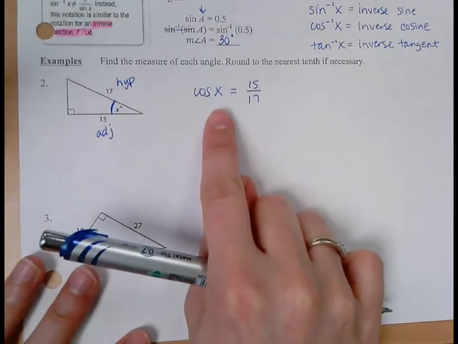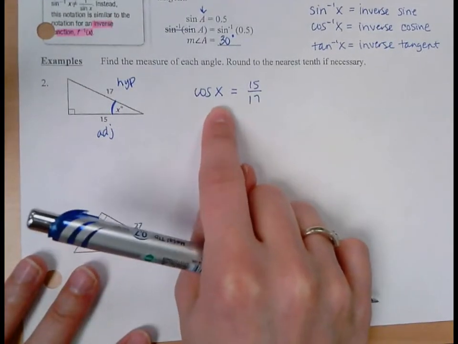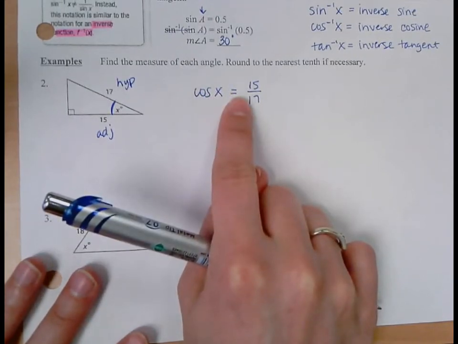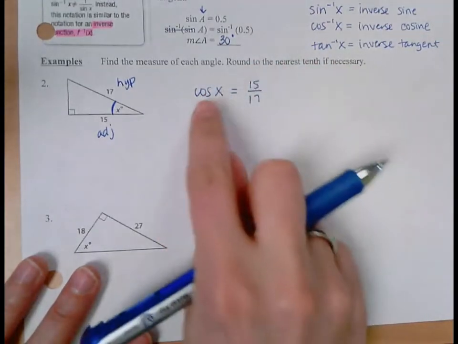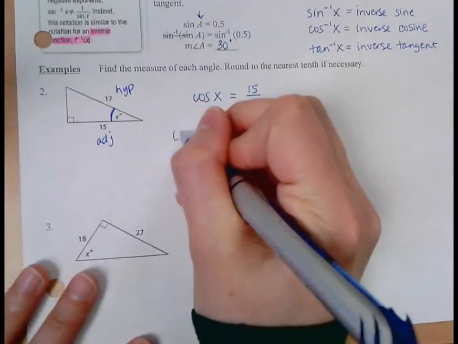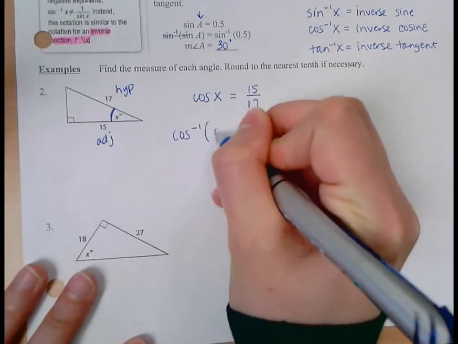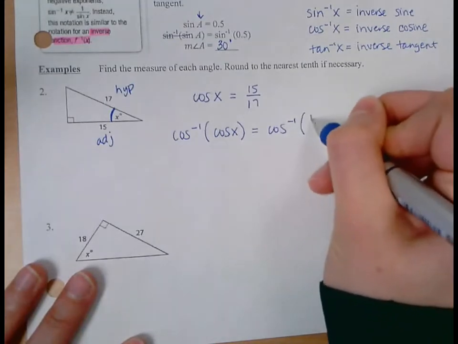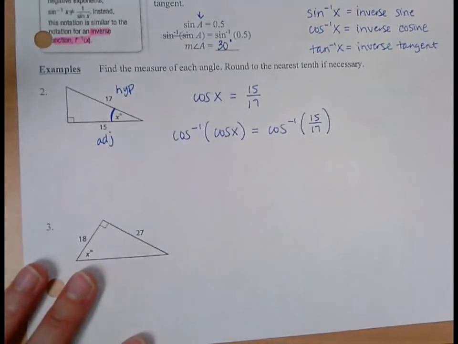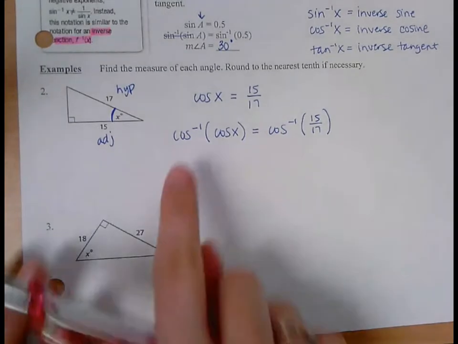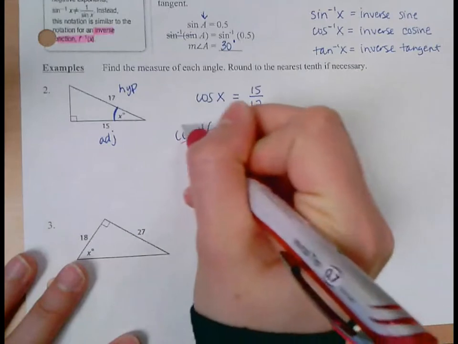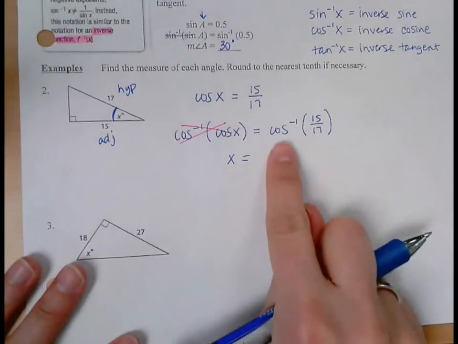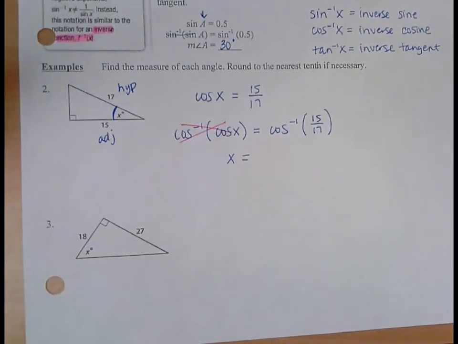Okay, but then I'm looking for an angle measure. So that tells me I have to cancel out this cosine. I have to take inverse cosine of both sides. So what this would look like, I'm going to write it all out like this one was written. So I would be taking inverse cosine of x, and then inverse cosine of the other side, 15 over 17. And the inverse cosine of cosine, that cancels out. So on the left side, I'm just left with x. And the inverse cosine of 15 over 17, I type into the calculator.